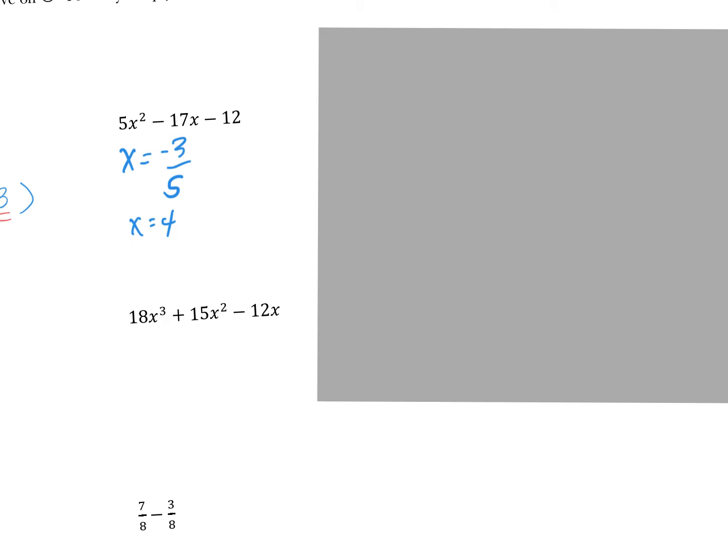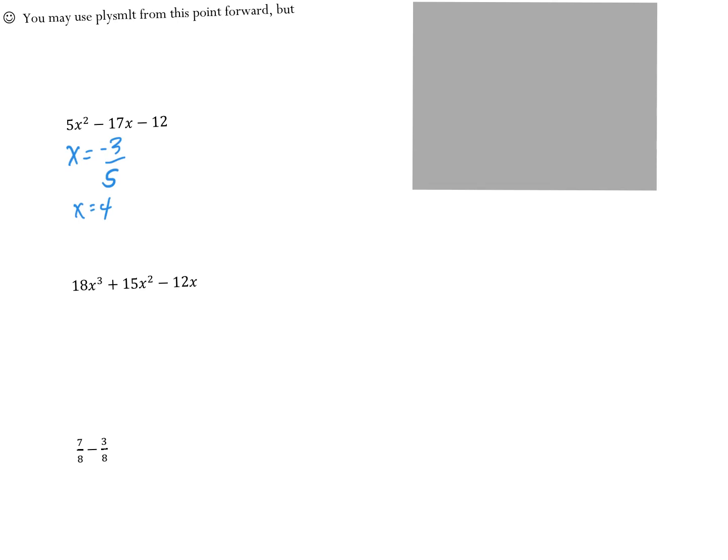Okay. What does that make my factors? What factor goes with x equals 4? Let's start with the easier one. X minus 4. What factor goes with x equals negative 3/5? It is 5x plus 3. Are we still comfortable with what's going on here?